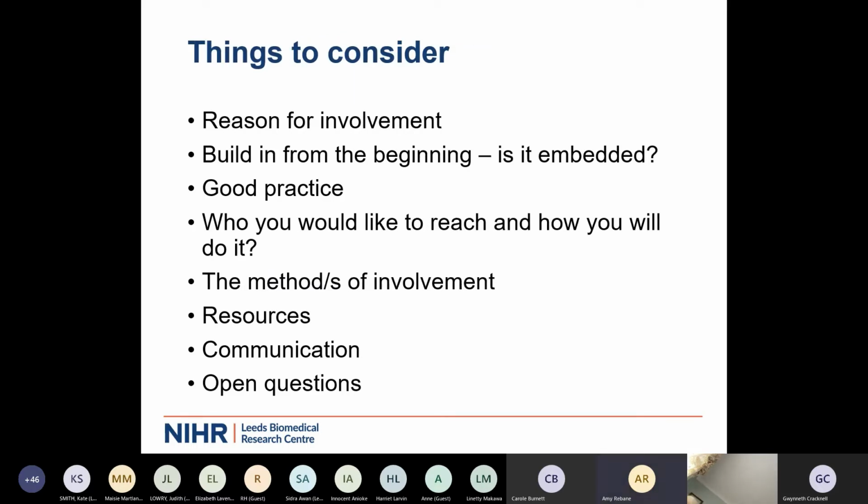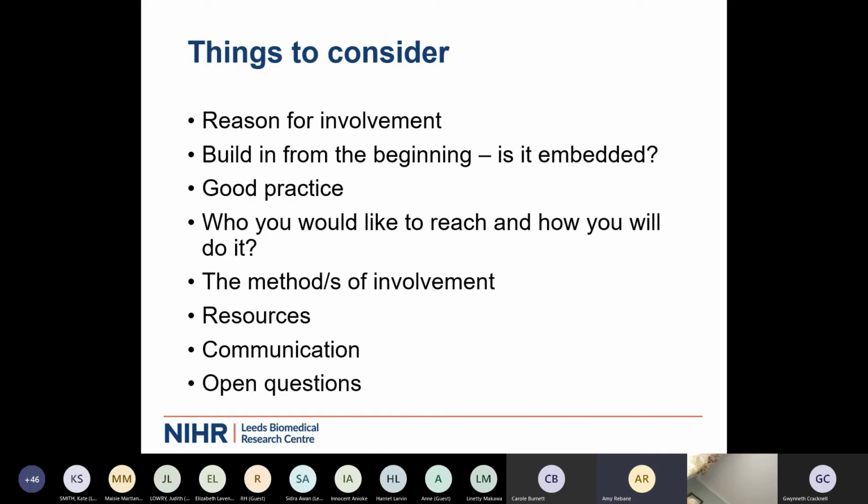Again, it's really important to be clear about the reason for your involvement. Why are you doing it? What do you want to know about your research from a patient perspective? Where do you need clarity? What things are you unsure about? What more do you want to know in certain areas? Build it in from the beginning, going back to that research cycle, making sure that it's embedded at every step, and bringing people along with you on that journey as you're going through your research. This does make for a much stronger investment.